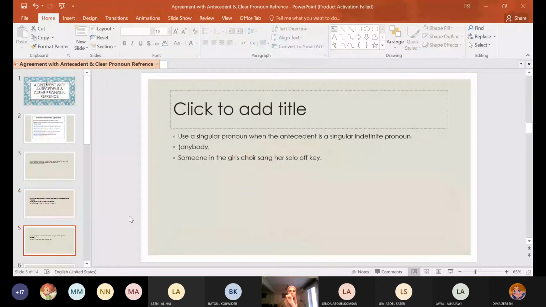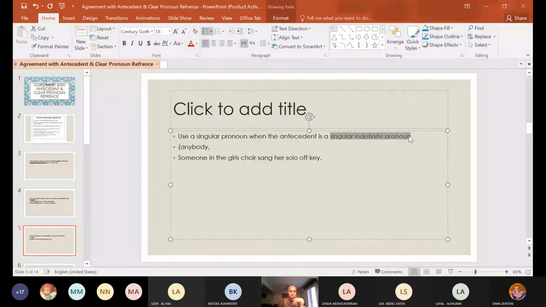What if the antecedent is one of the singular indefinite pronouns? What is a singular indefinite pronoun? Indefinite pronouns are the lesson that we took in the previous chapter: always singular, always plural, sometimes singular, sometimes plural. Here he talks about the pronouns that are always singular, like anybody, anyone, anything.